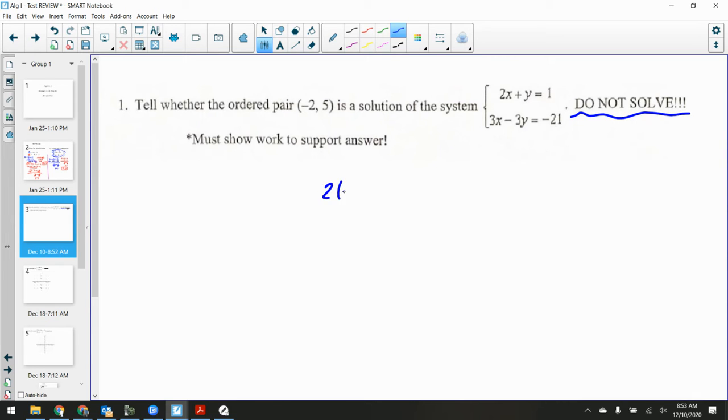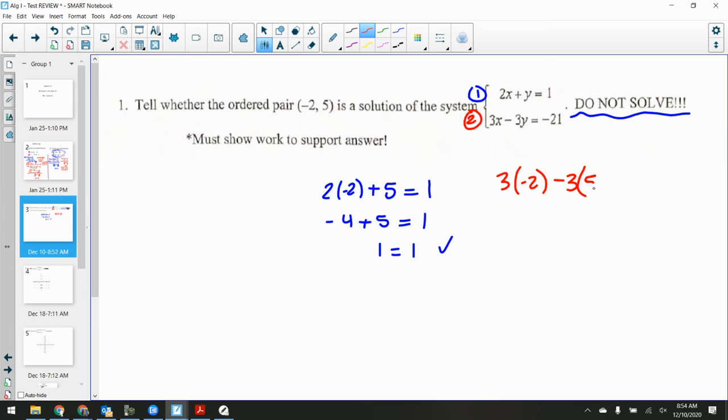Look, equation 1: 2 times negative 2 plus 5 equals 1. All I did was plug in negative 2 for x and positive 1 for y into equation 1. Negative 4 plus 5, is that 1? Yes, it checks out. Now I just have to check the second equation. Equation 2: 3 times x minus 3 times y is negative 21. I just check to see if the left side equals negative 21. Negative 6 minus 15. Yep, that checks out. Is negative 2 comma 5 the solution? Yes.